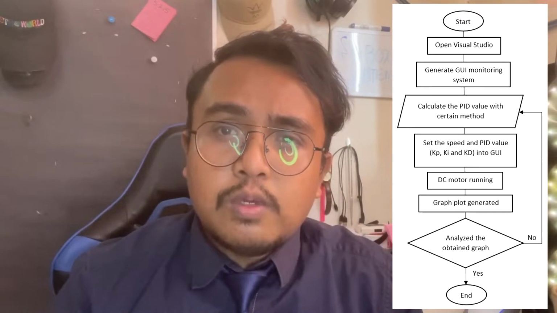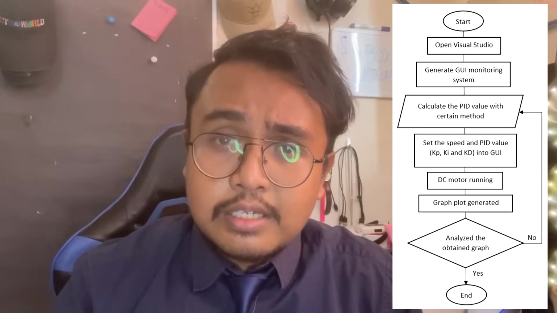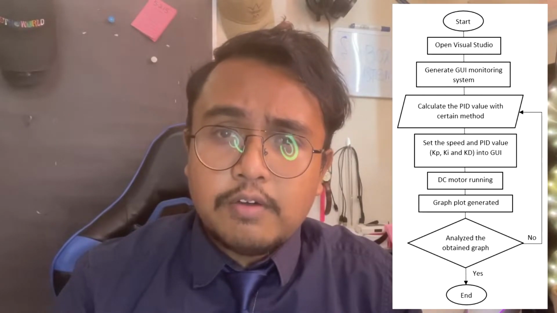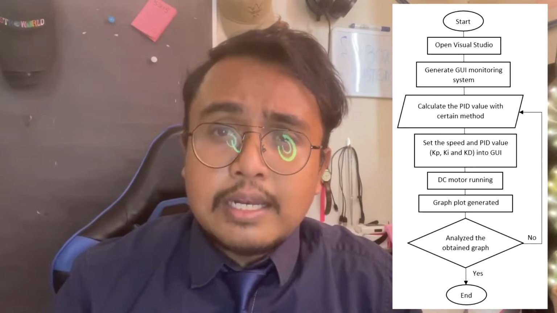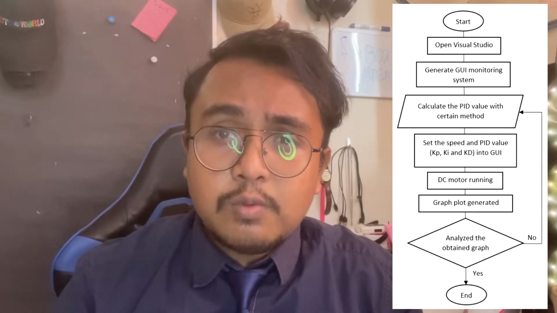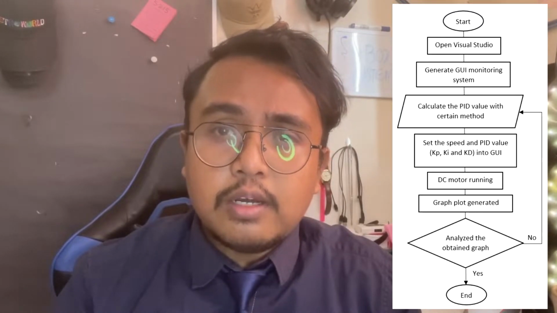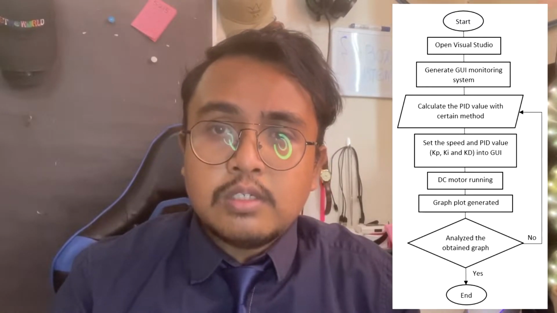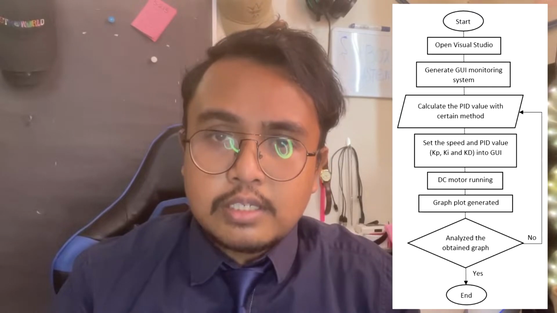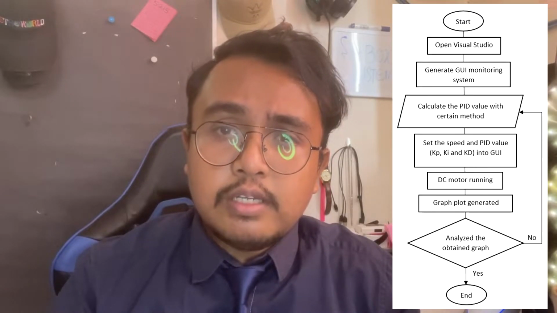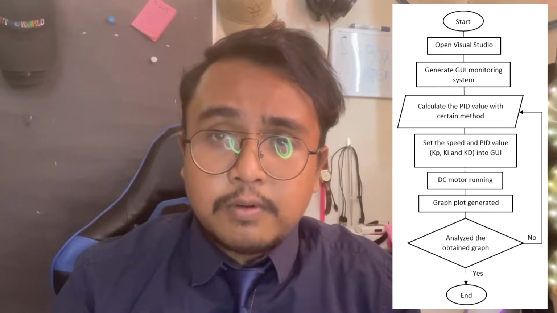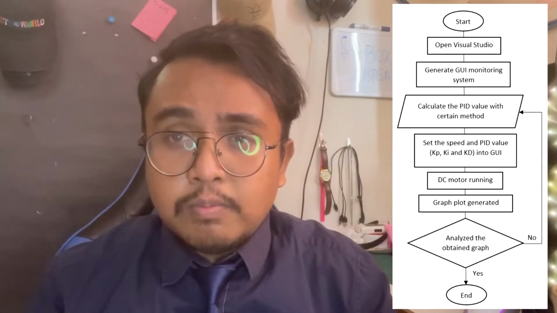After that, we run the program and the DC motor will be running. While the DC motor is running, the graph will plot based on the speed of the DC motor. Lastly, we analyze the data to observe whether it is the same as the previously calculated value. If it is the same, it is a success. But if the value is slightly different, we need to redo the data analysis again to get a new PID value.